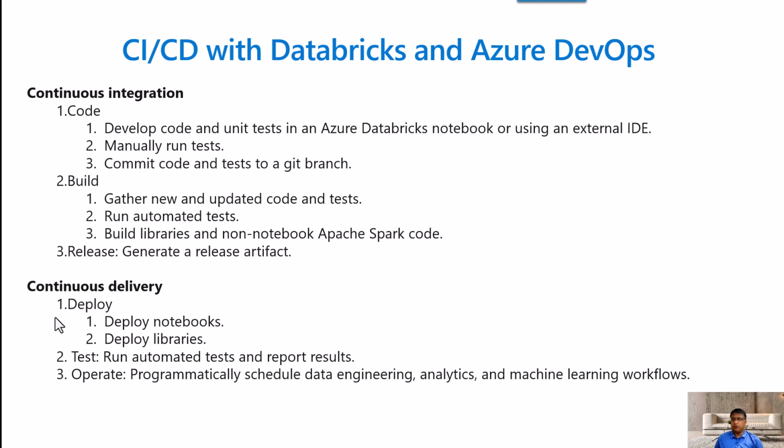Continuous delivery: when we develop this part, we actually deploy the notebooks as a part of this whole process. We deploy the notebooks, we deploy the Python wheel libraries. If you are using Scala, you are going to deploy the jar libraries, test the code with automated testing, and then report these results. And we'll programmatically schedule these data engineering, analytics and machine learning workflows. So this is the overall process. The part of this process which is very important is how we code and build this so that the release pipeline can take these artifacts.